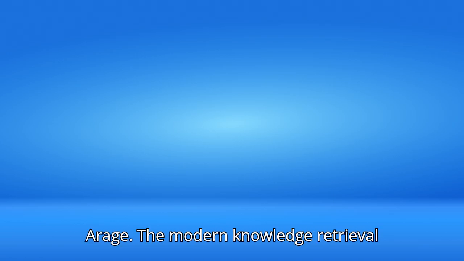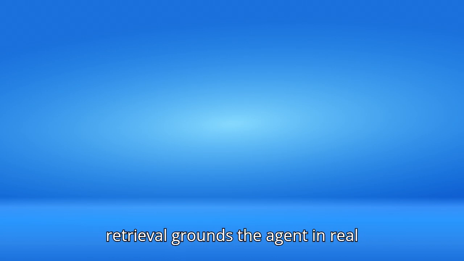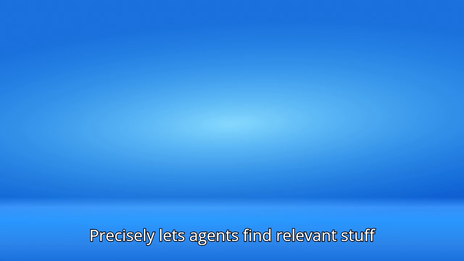And the advanced retrieval systems for agents. The modern knowledge retrieval stack sounds crucial for agents answering complex questions. Yeah, effective retrieval grounds the agent in real knowledge. The Foundry stack tackles those complex queries, synthesizes results for more accurate, reliable answers. You mentioned vector stores earlier. Right, like a library indexed by meaning. Precisely. Lets agents find relevant stuff even without exact keywords.